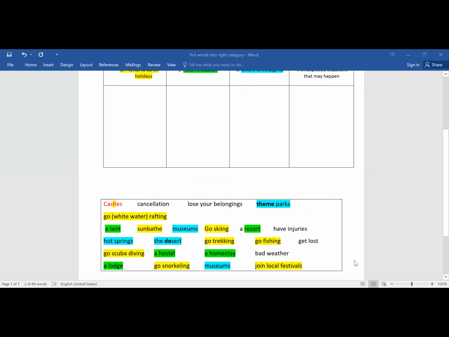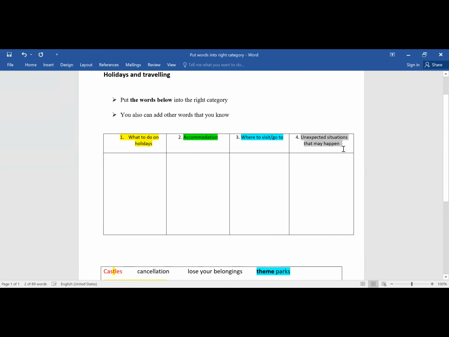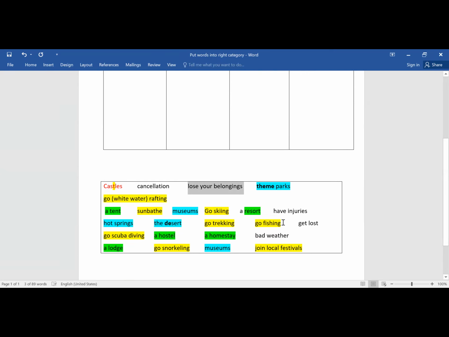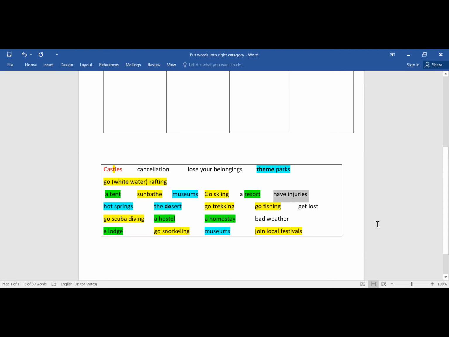The rest, yes, they go to the final column. Unexpected situations. Yes, your trip can be cancelled. You may lose your belongings like your wallet, your phone, your money, your watch. You may try a dangerous sport, like you may go rafting, and in some situations you may have injuries, you may hurt yourself. And yes, when you go to a new place, you may get lost, and the weather can be bad.